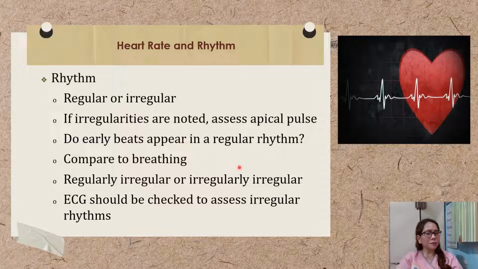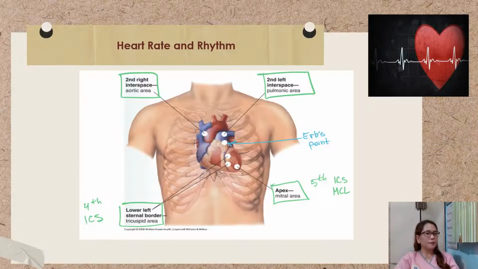Do the beats appear in a regular rhythm? You have to compare it to breathing. So, regular, irregular, or irregularly irregular. If you notice irregularities again, you have to obtain or check the ECG, if there is presence of an irregular rhythm that is detected through ECG. Of course, ECG is usually ordered by your doctors.